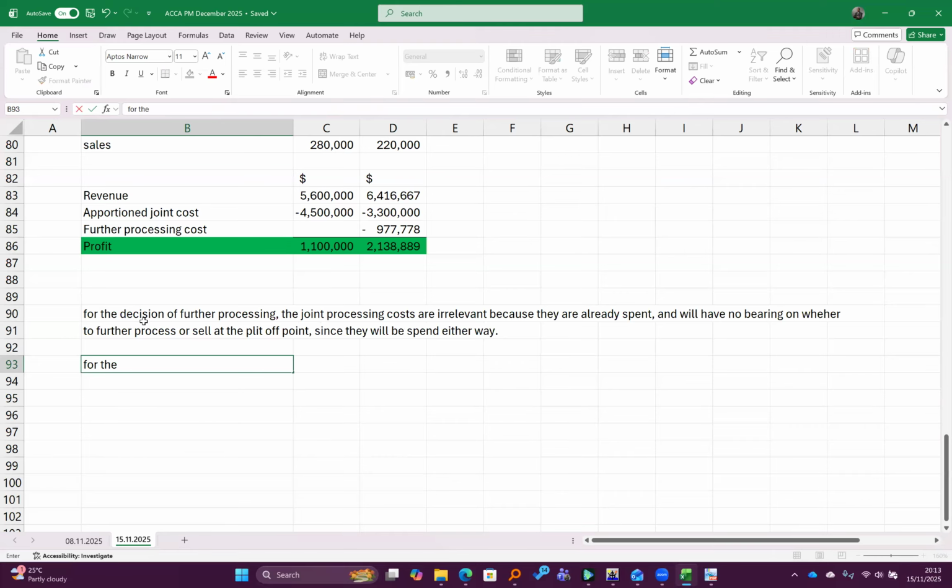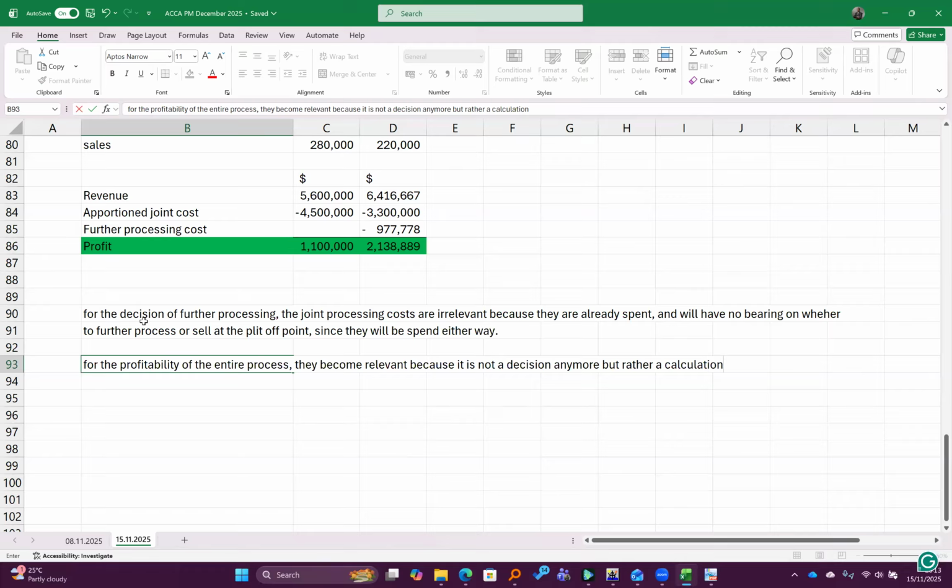But for the profitability of the entire process, they become relevant, because it is not a decision anymore, but rather a calculation of the total costs and revenues from the entire process.